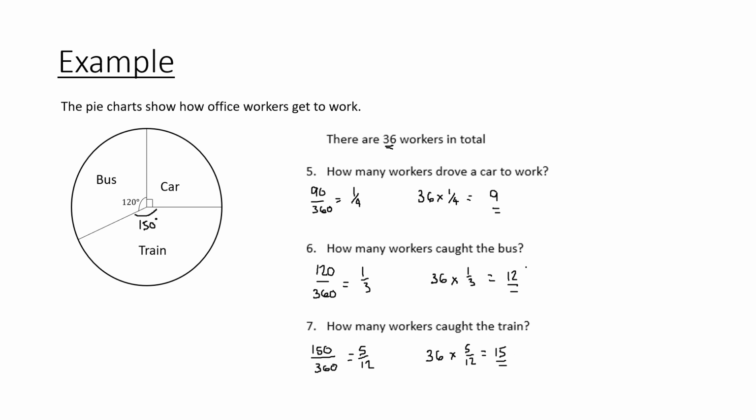Another way of finding this out is we know that there's a total of 36 workers, and we already know that there's 9 that drove a car and 12 that caught a bus. So if we add those two together, we'll get an answer of 21. Okay, and now we know that there's a total of 36. So if we do 36 take away 21, we'll also get an answer of 15. Okay, so that's another way that you can find out any other missing information.